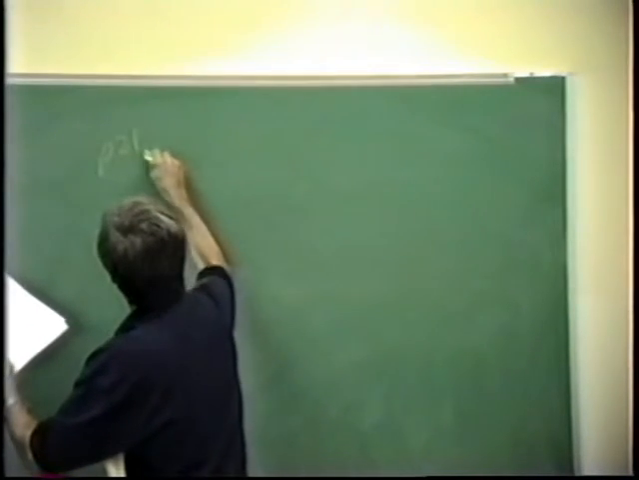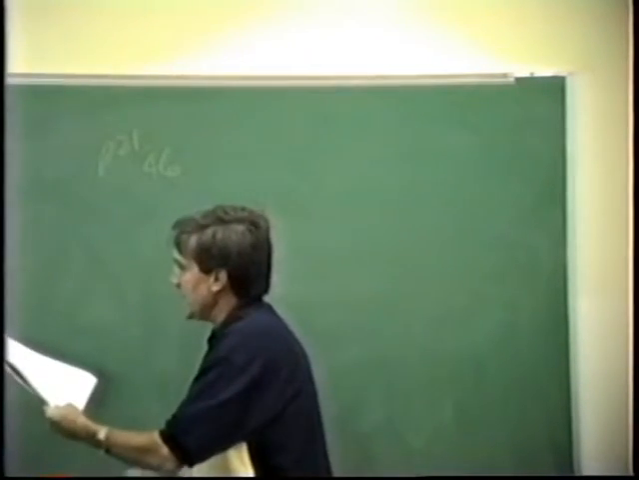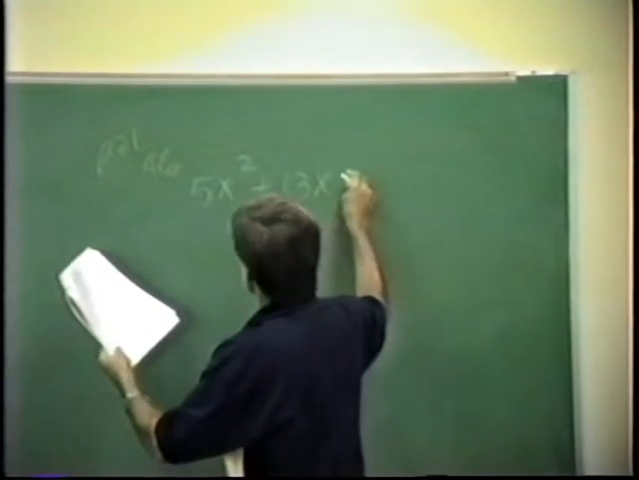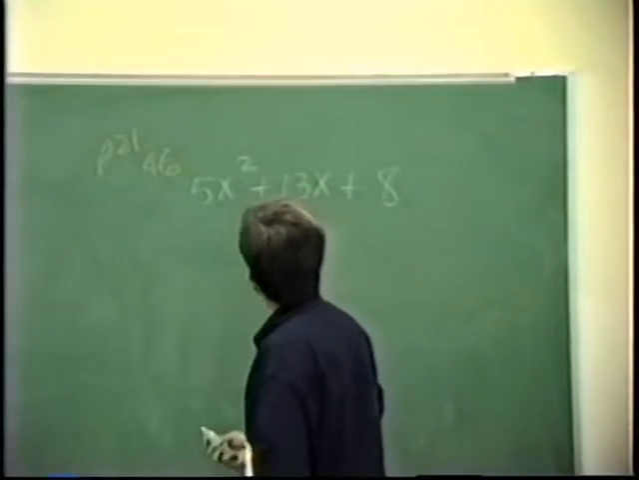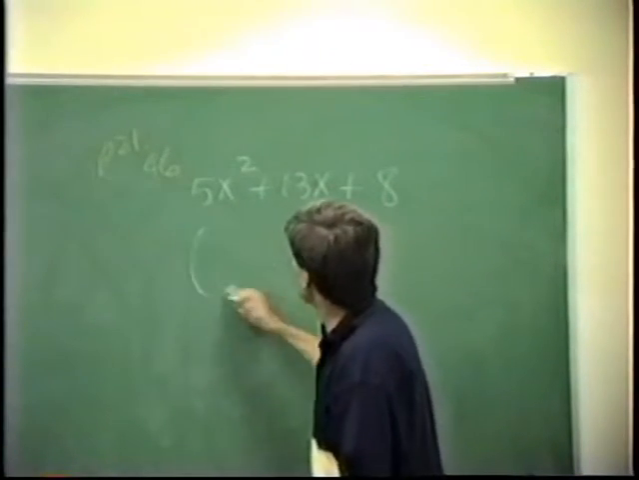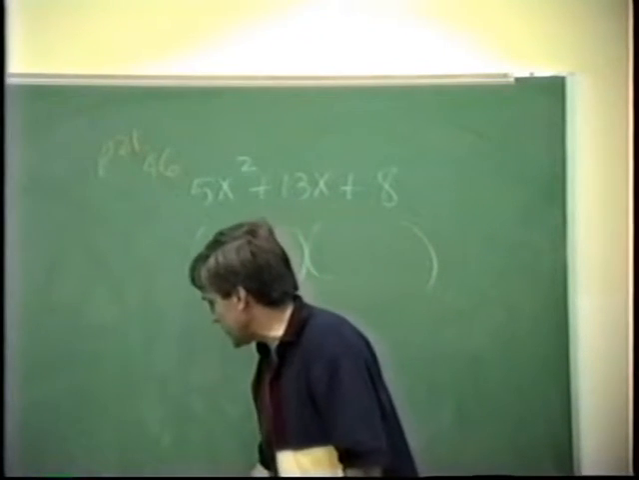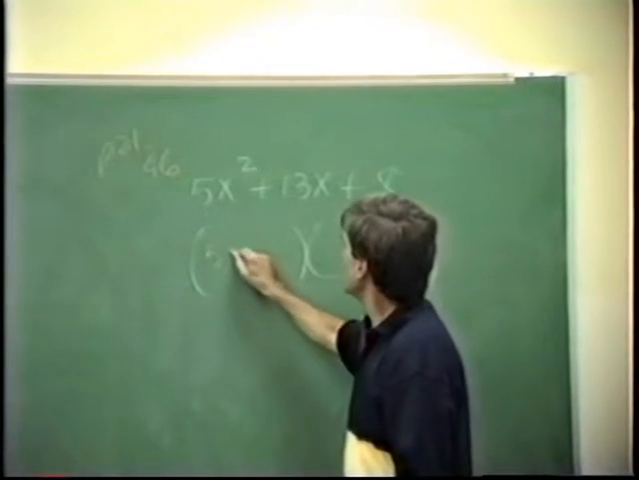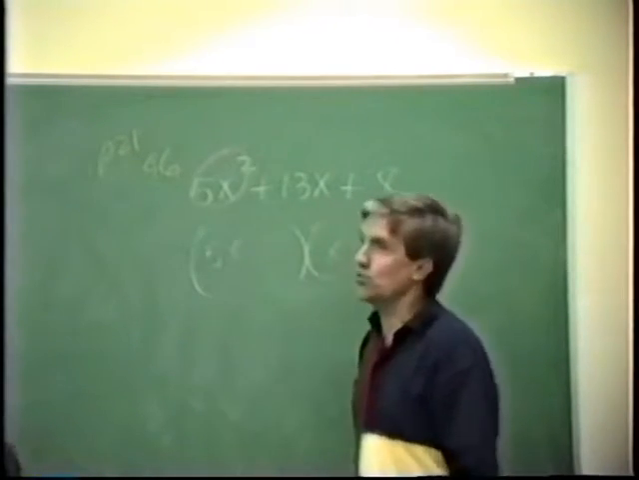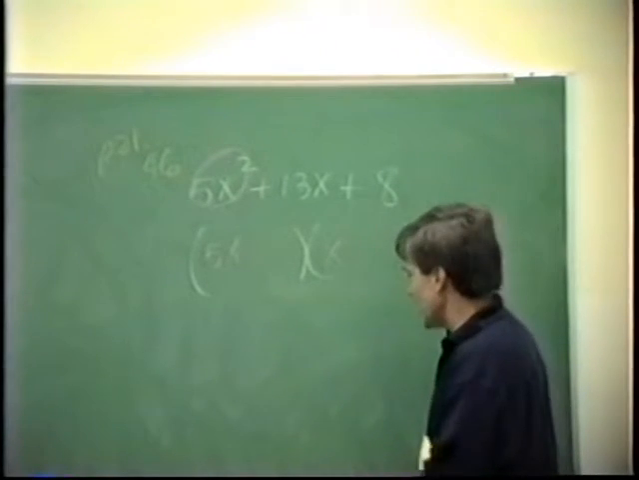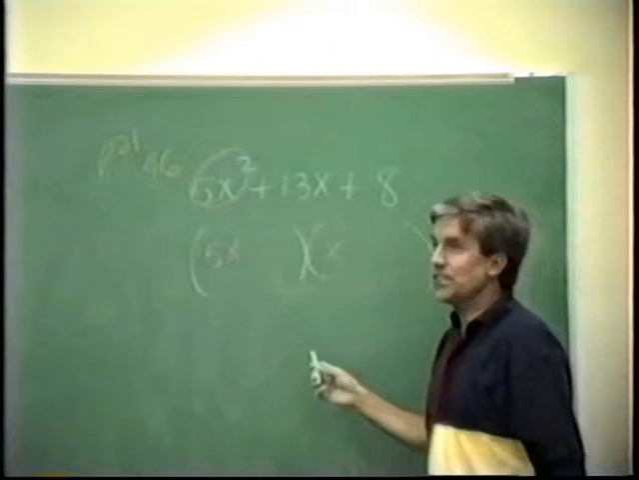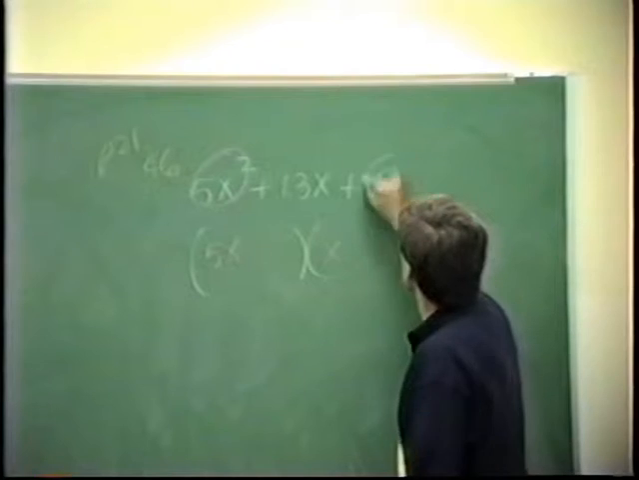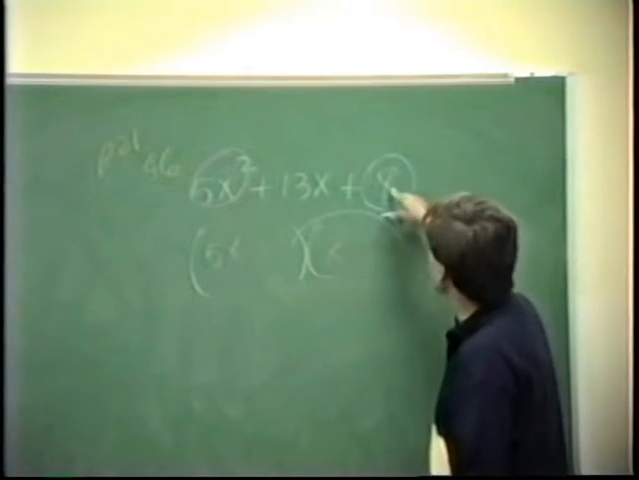Page 21, number 46. And the problem I'd like to do is 5x squared plus 13x plus 8. Okay? Now, we'll start with two sets of parentheses, and first times first is going to be none other than what? 5x times 1x. That'll get you 5x squared, won't it? Okay? And now we go to the last times last. Last times last would be the what? 8.